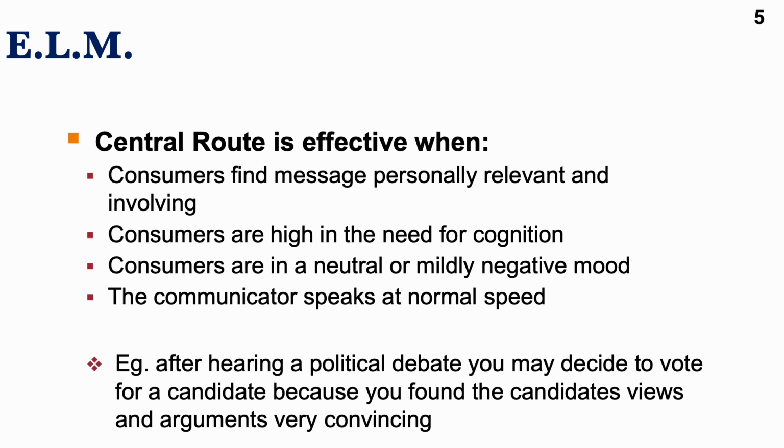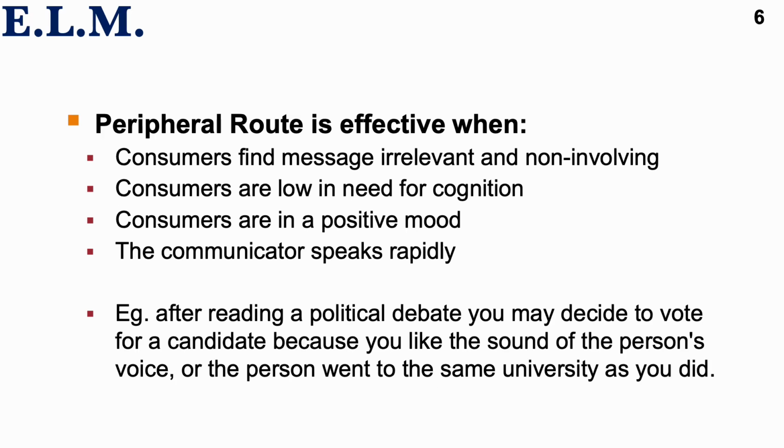For example, if you're using central route processing, if you hear a political debate, you might decide to vote for a candidate because you found their views and their arguments convincing, right? Peripheral route is effective when people find a message irrelevant and non-involving. People are low in need for cognition. People are in a positive mood. So people tend to not pay any attention to what's going on when they're in a positive mood. Or the communicator speaks rapidly. So peripheral route would be effective if you really don't care that much about politics.